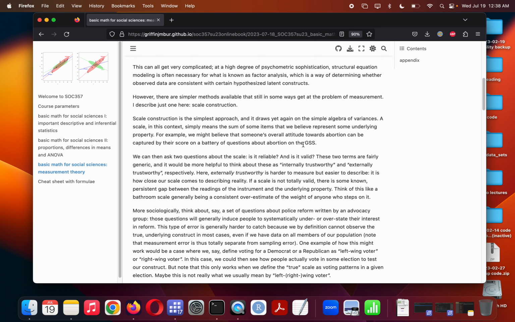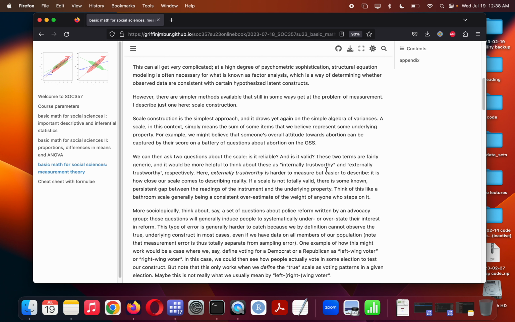We just need some tools for assessing whether or not the resulting scale that we have does what we hope that it does. And in particular, we generally ask two questions about scales. Is the scale reliable, and is it valid? And these two terms are fairly generic, even though they're used to mean very specific things, and it may be more helpful to think about these as meaning internally trustworthy and externally trustworthy, respectively. So reliability is a little bit harder to describe, actually, even though it's more fundamental, and so let's start with validity.